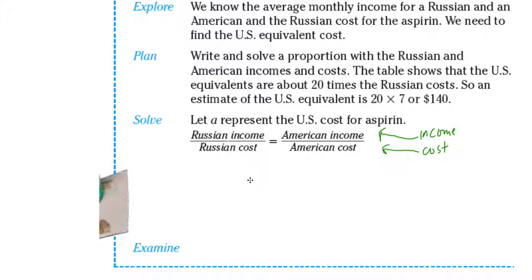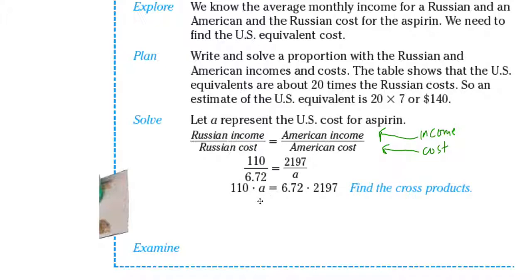Okay? So using that proportion, we have $110, which is the Russian income per month, and the Russian cost for a bottle of aspirin is $6.72. American income per month is 2,197, and we don't know the American cost for a bottle of aspirin. So using proportions or cross products, we now have 110A equals 6.72 times 2,197. And let's use a calculator for this one.